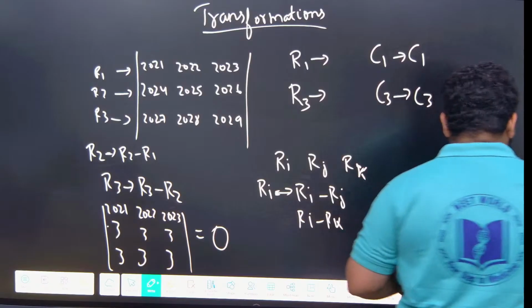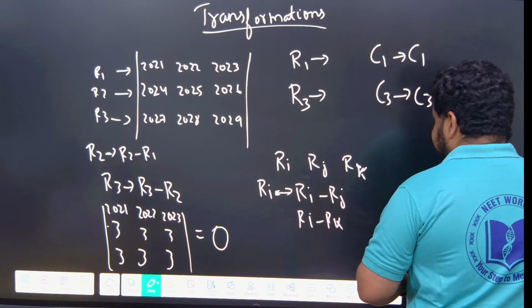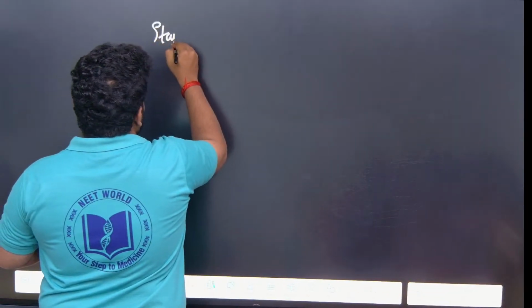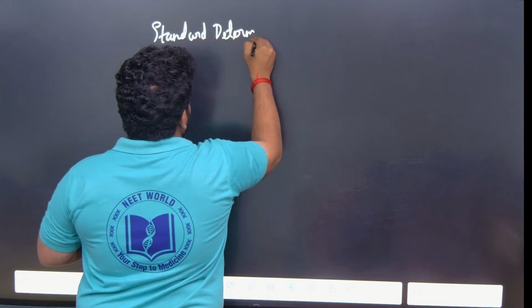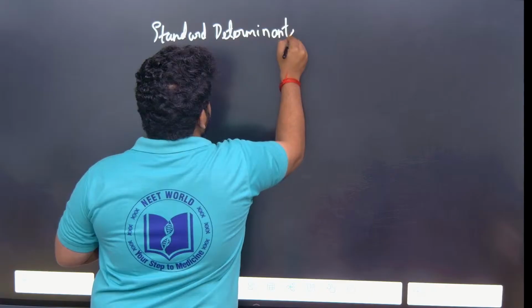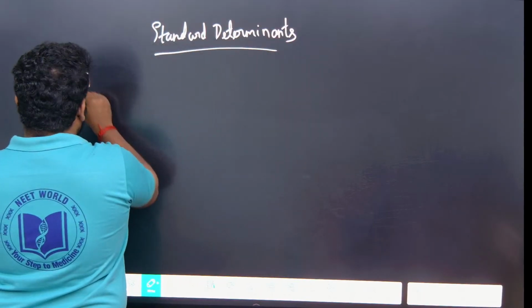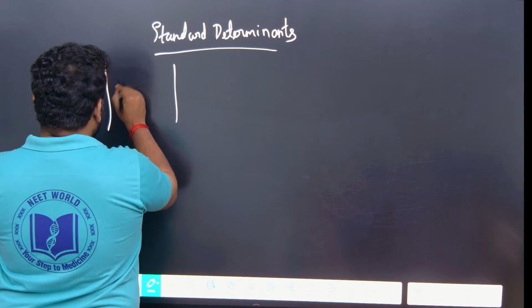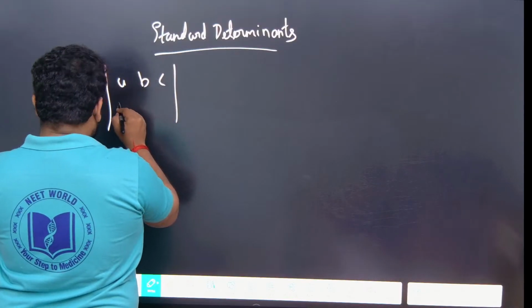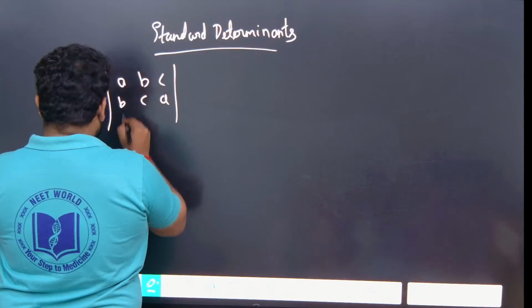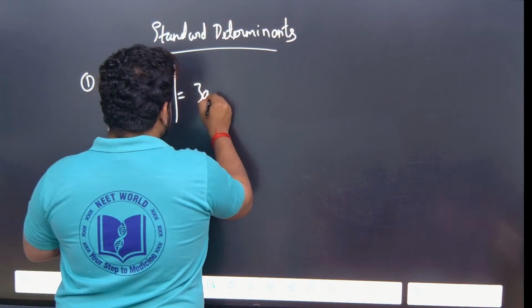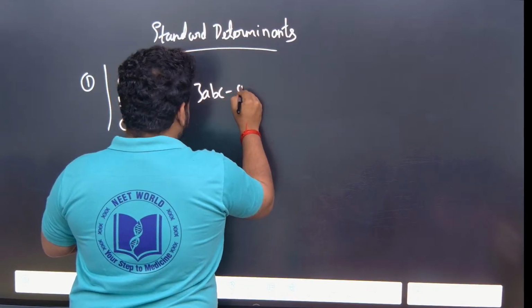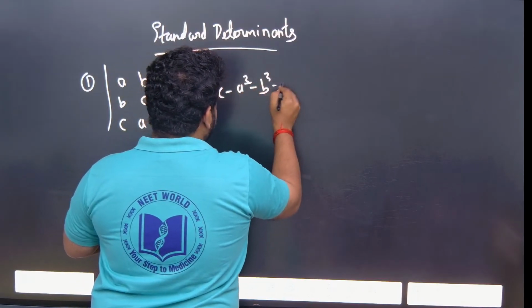So let us start with determinants, some standard determinants. Please make a note, very fast. Standard determinants, first one: ABC, BCA, CAB is equal to 3ABC minus A cube minus B cube minus C cube.